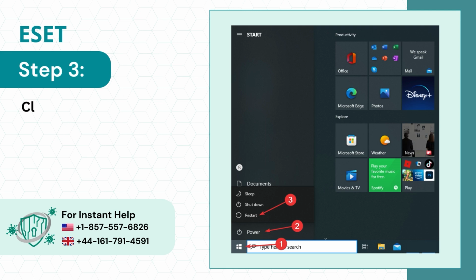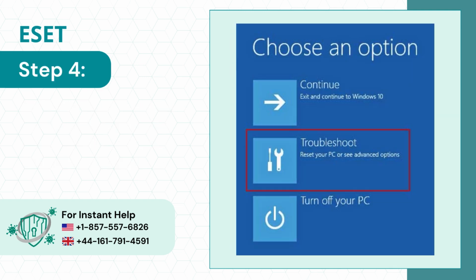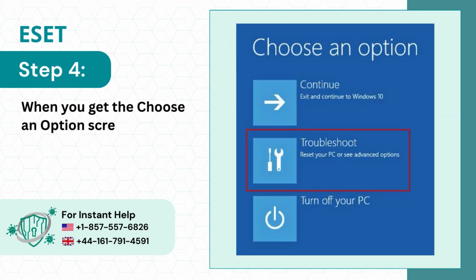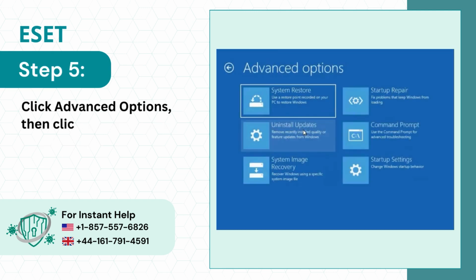Step 3. Click the Windows Start button, click the power icon, press the Shift key and select Restart. Step 4. When you get the Choose an Option screen, select Troubleshoot. Step 5. Click Advanced Options, then click Startup Settings.